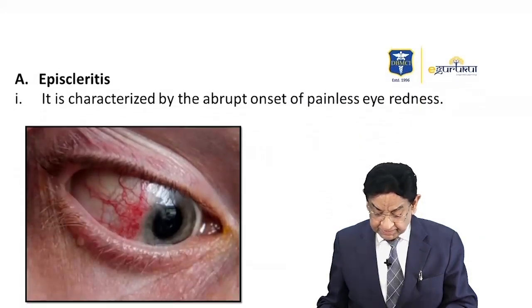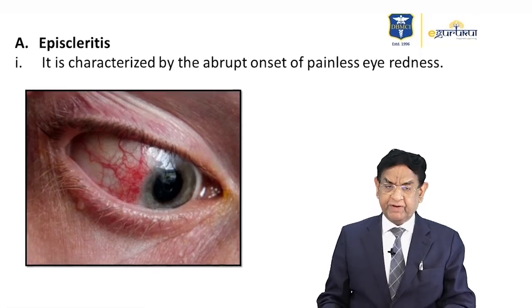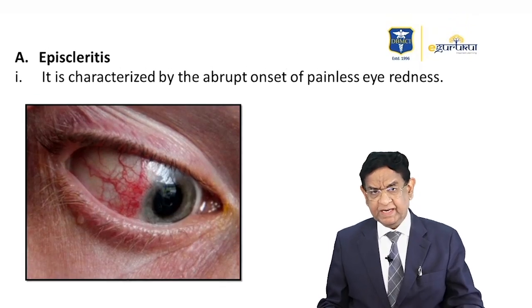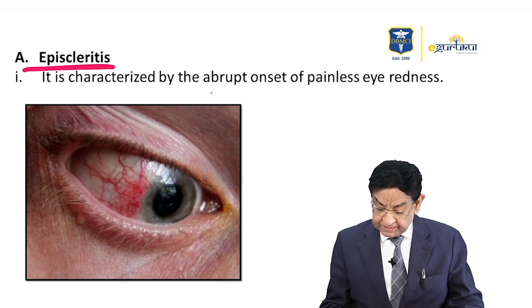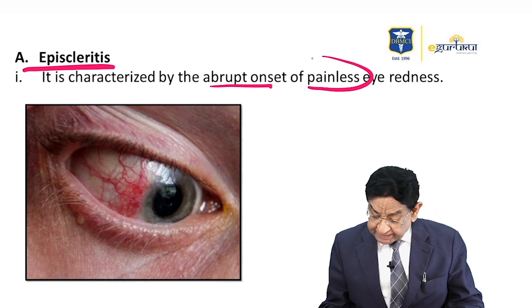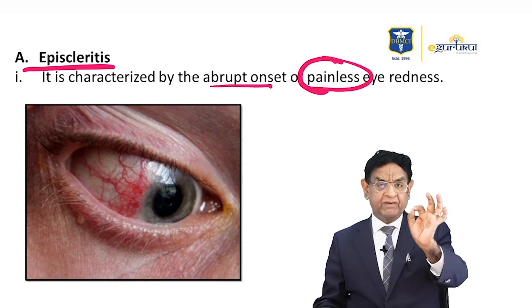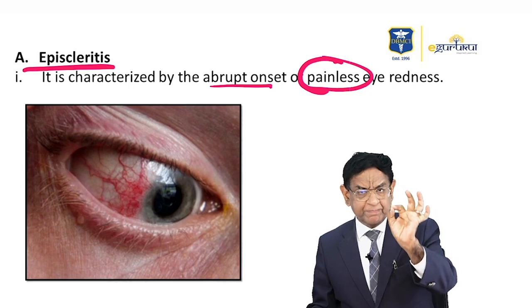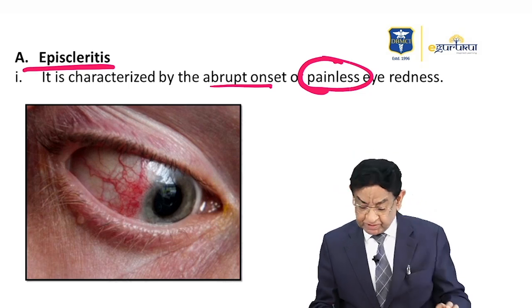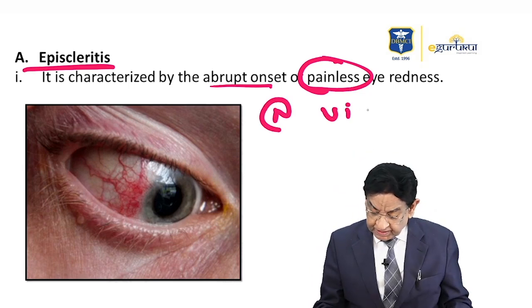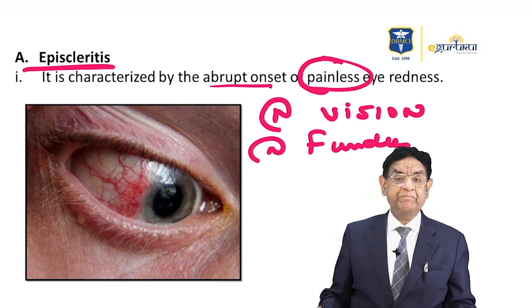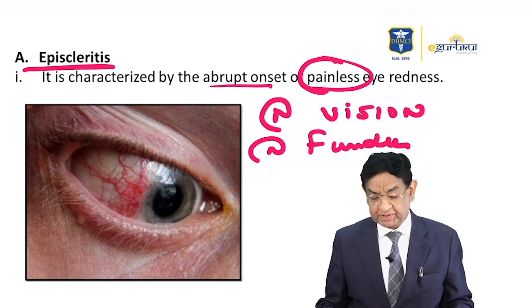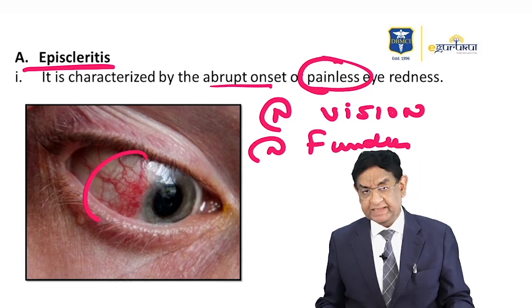Eye involvement, very, very important question, favorite topic of the MRCP. Now, it can lead to episcleritis. There's an abrupt onset, painless. This is the painless eye involvement. Abrupt onset, painless red eye with normal vision, normal fundus. Okay, this is episcleritis, the point I mentioned previously also. You can see redness of the eyes there.